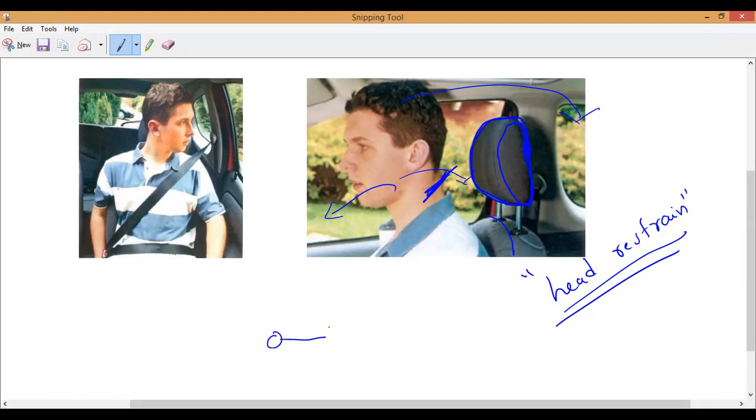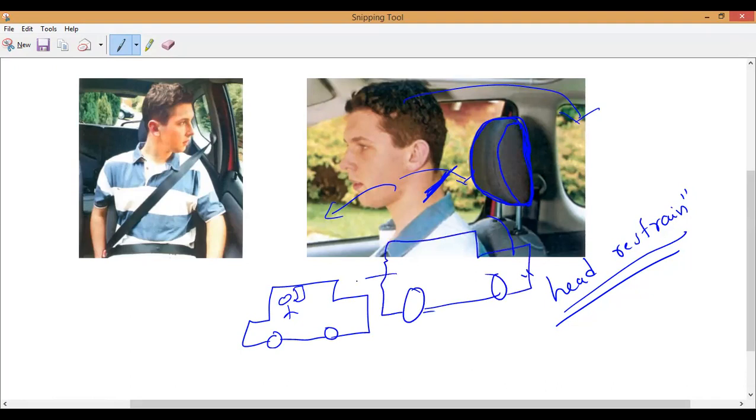For example, Reddy is driving a car in the front. Reddy is sitting here. Now here is the head restraint. Now suddenly Hari comes with a lorry, a bulldozer, from the backward direction and he hits. Do you understand, Hari? Are you understanding? Yes, sir. You might notice it in accidents.